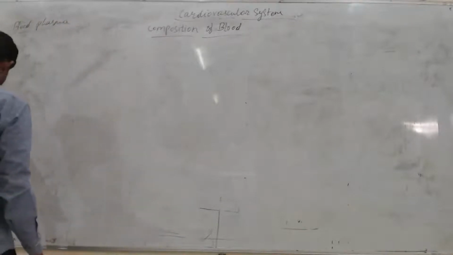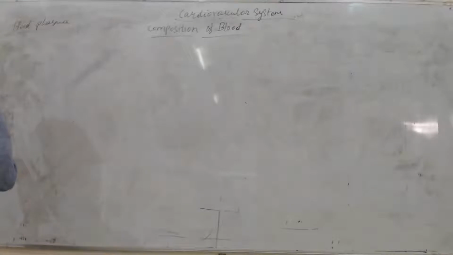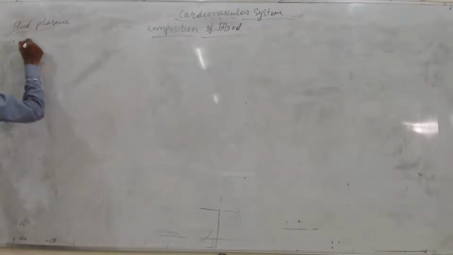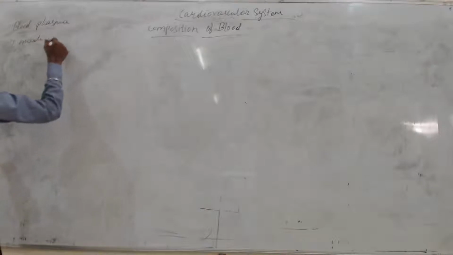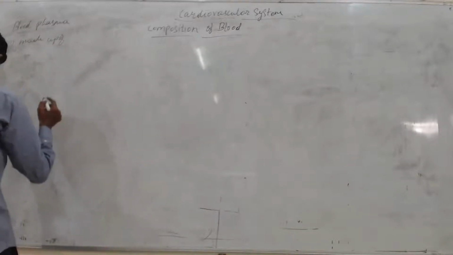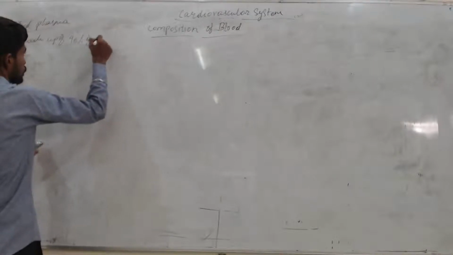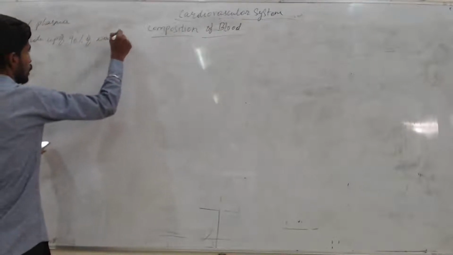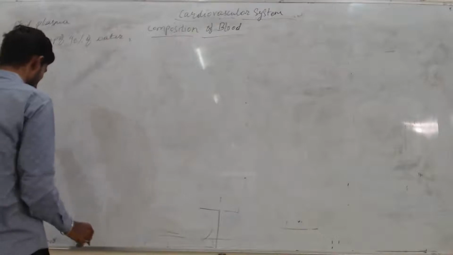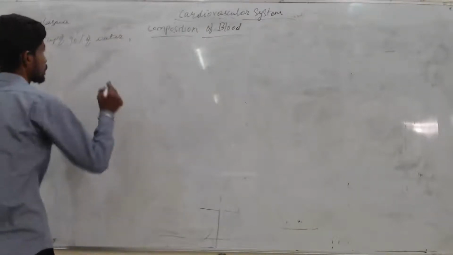Blood plasma is made up of 90% of water and 7 to 8% of soluble proteins.